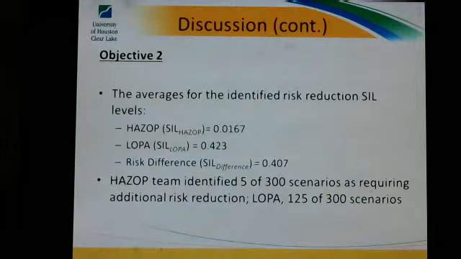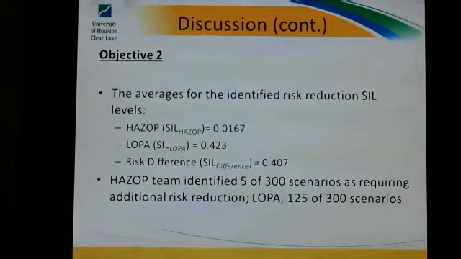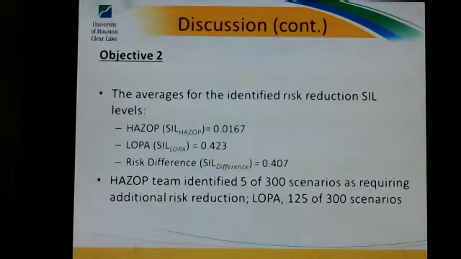For the scenarios that were analyzed using HAZOP only, just 5 of the 300 scenarios required additional risk reduction. In comparison, with LOPA, over 125 of the 300 scenarios identified the need for additional risk reduction. So that's a huge difference in the amount of additional risk reduction identified by LOPA compared to the typical HAZOP study.